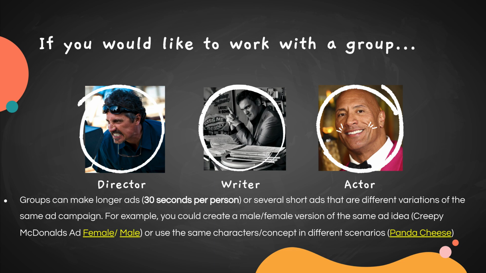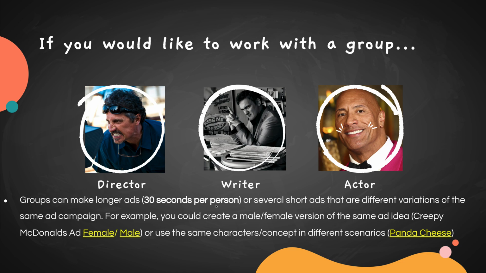If you'd like to work with a group, there are certainly options. The first thing to keep in mind is the length of your project. Basically, you need to increase the size of your project to reflect the size of your group. Or you have the option of creating a campaign, like the Panda Cheese campaign, where you saw variations of the same idea in different locations. So you can make a longer ad, 30 seconds per person, or you can make several short ads that are variations of the same idea.